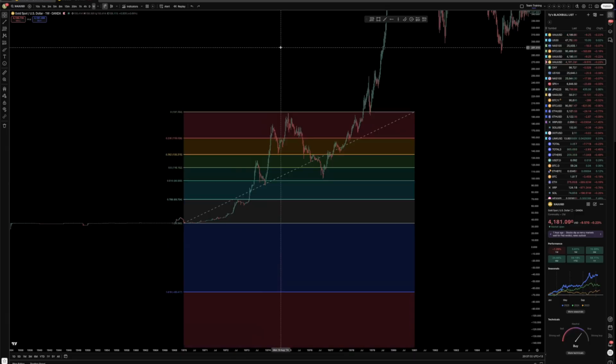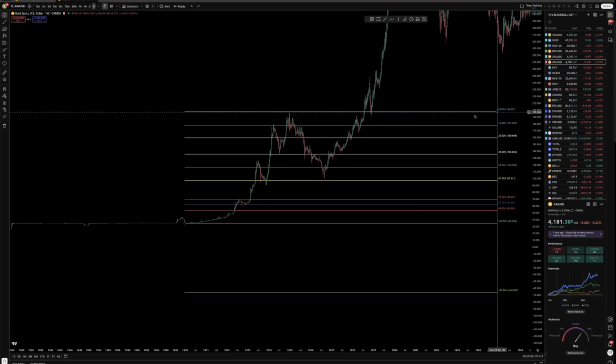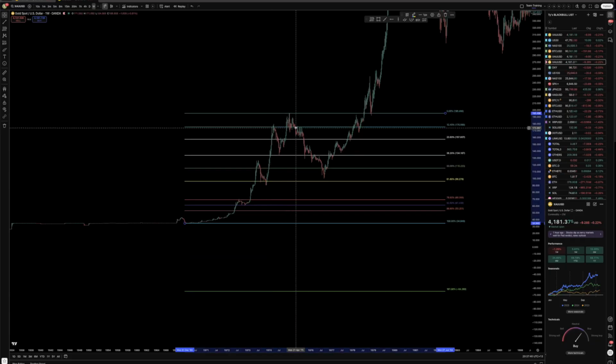Maybe if I can just do Control Z. Yes, it did. Backwards. There we go. There's my settings. So pulling back, price pulled back at this point, like Dad was talking about, 12.4%, 236.